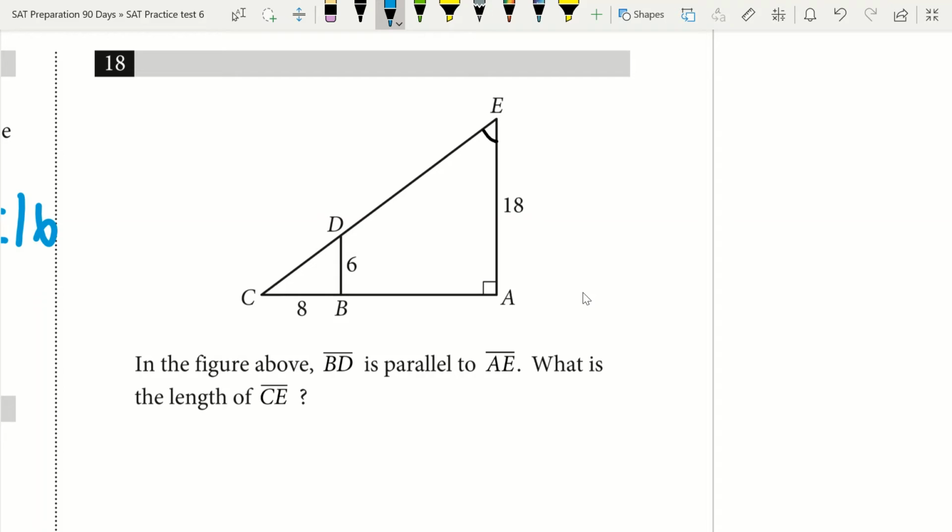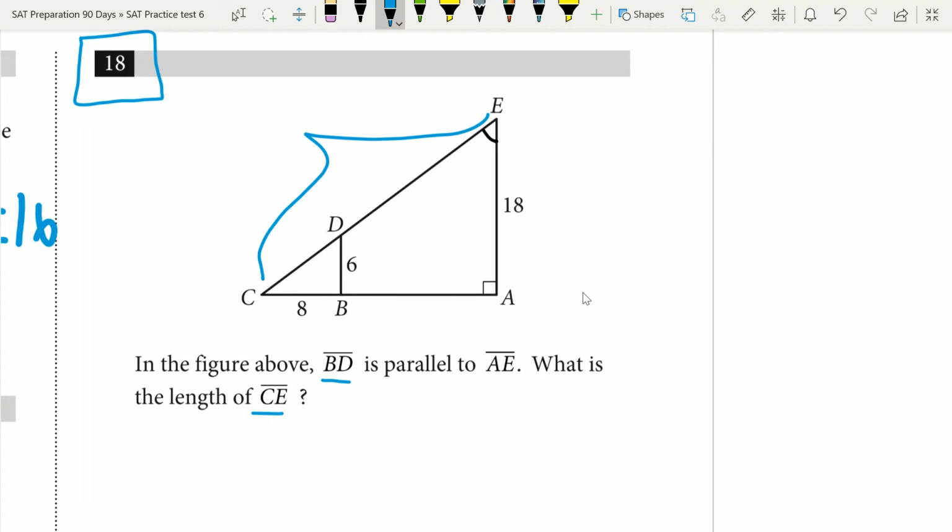Today I have an SAT math tip and trick that I want to share with you that deals with similar triangles. So to illustrate the similar triangles and how we can use them to save time and find the correct answer efficiently on the SAT math section, I'm going to use question 18 from SAT practice test 6. So it says, in the figure above, line BD is parallel to line AE. What is the length of C to E? So we're going to look for this length right here, from C to E.